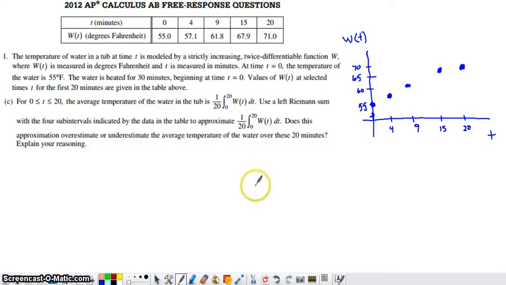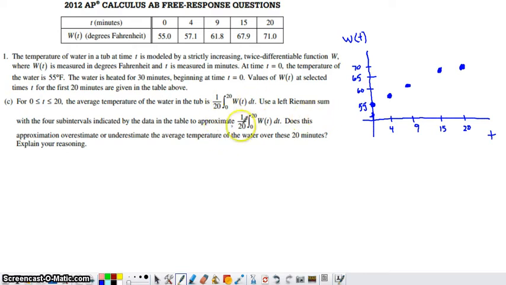So here's part C from number 1 on the 2012 AB and BC exam, and they want us, for the interval from 0 to 20, to recognize that the average temperature of the water in the tub is indicated by this. This is just a formula that you're probably familiar with for the average value of a function, which is just a definite integral across the appropriate limits of integration divided by the difference between the limits of integration.